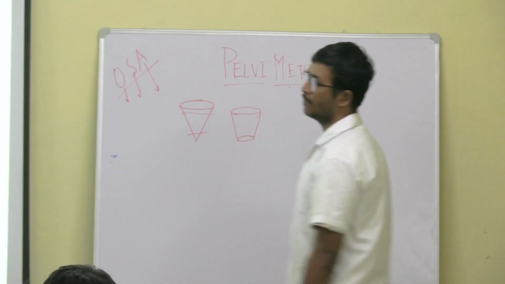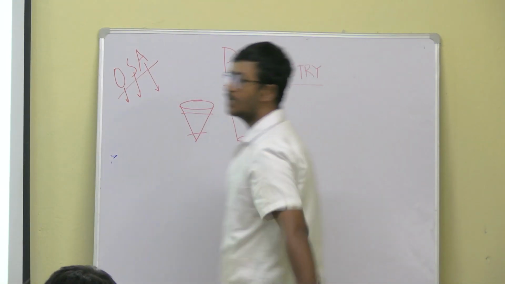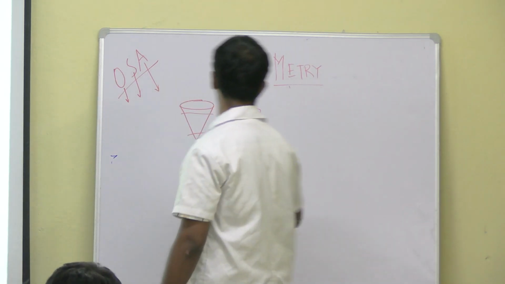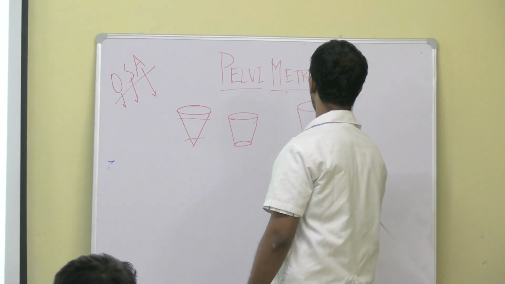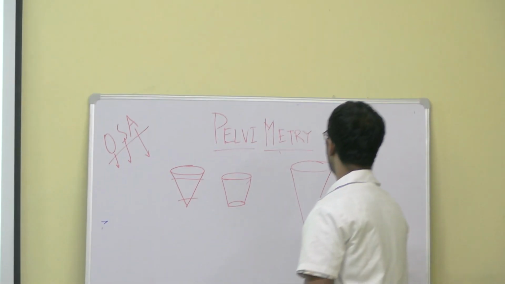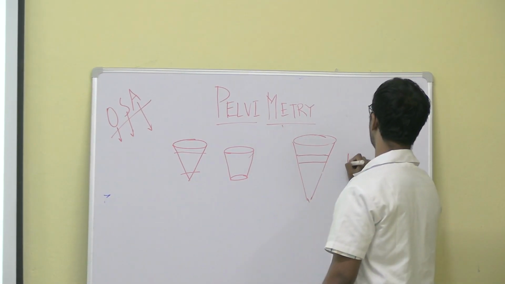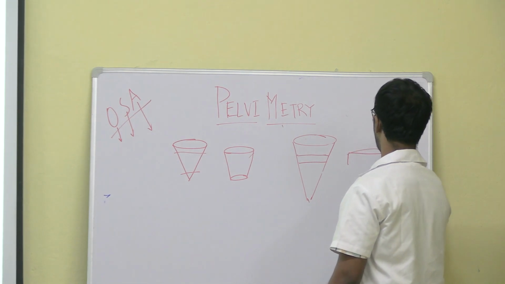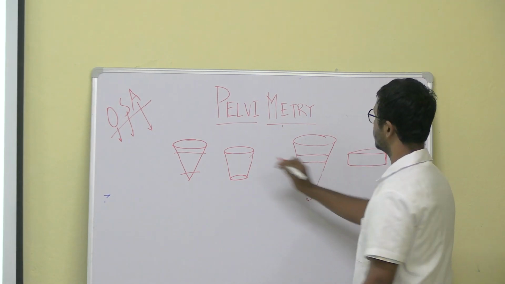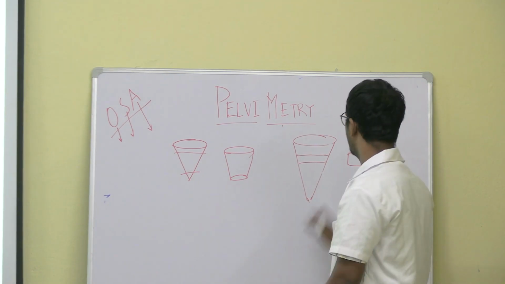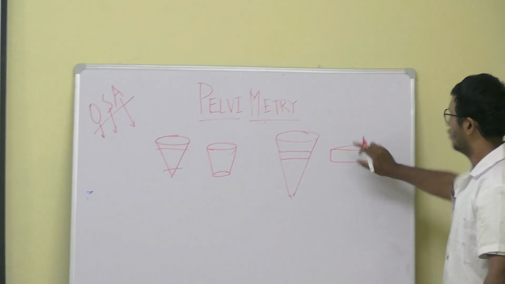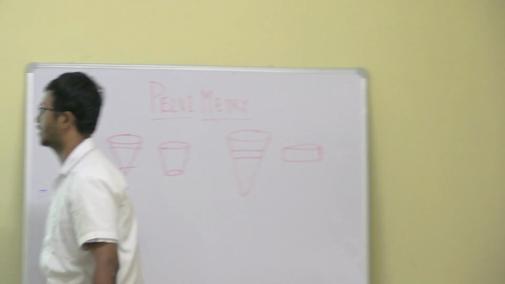This is your male pelvis. But in case of female pelvis, it is a short segment of a long cone. So suppose this is a long cone and you are taking a short segment. So on either side, the pelvic inlet in case of female appears parallel. The pelvic inlet in case of male is more conical in shape. In case of female, it is more cylindrical in shape.